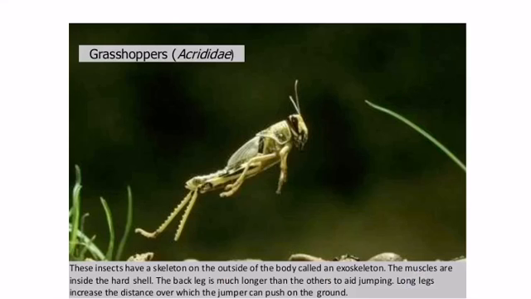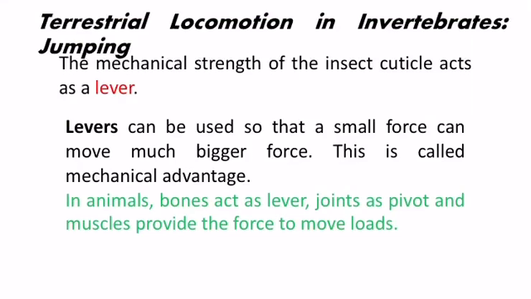The back leg is much longer than the others to aid in jumping. Long legs increase the distance over which the jumper can push on the ground. The mechanical strength of the insect cuticle acts as a lever. Levers can be used so that a small force can move a much bigger force. This is called mechanical advantage. In animals, bones act as levers, joints as pivots, and muscles provide the force to move loads.